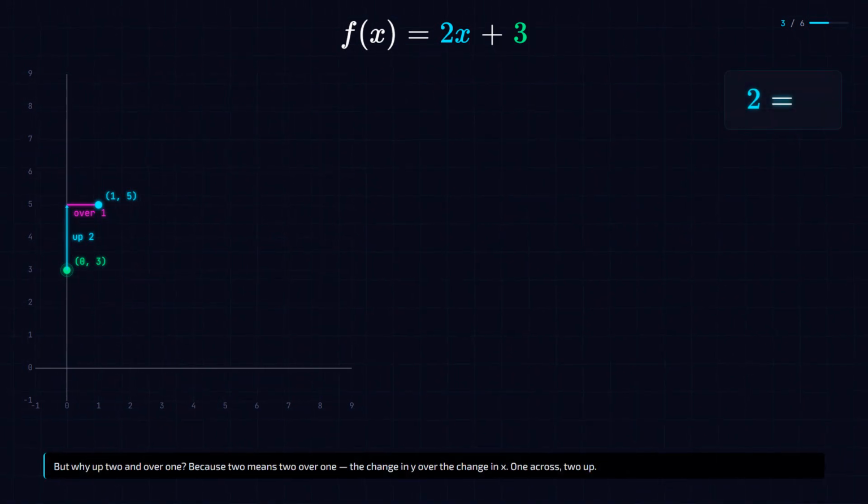But why up 2 and over 1? Because 2 means 2 over 1, the change in y over the change in x. 1 across, 2 up.